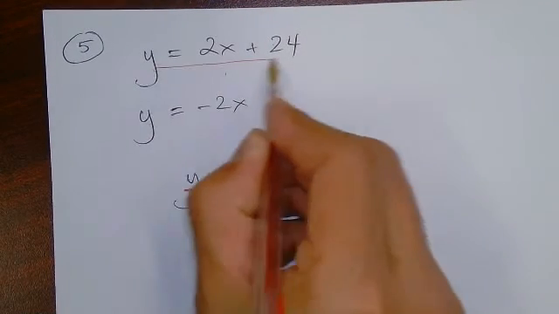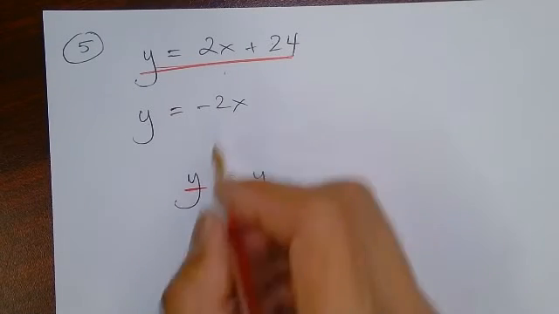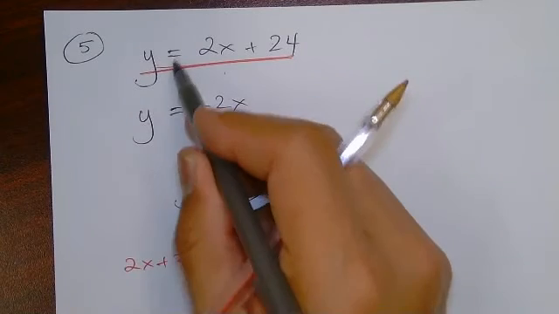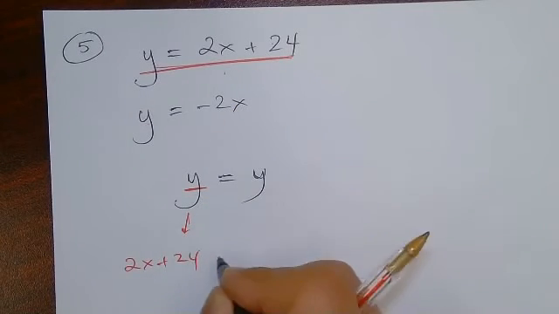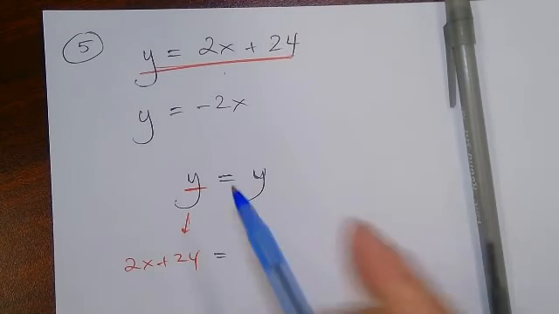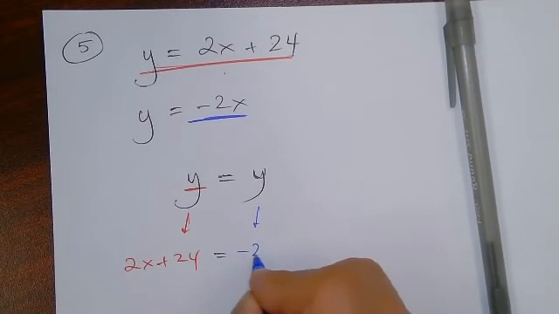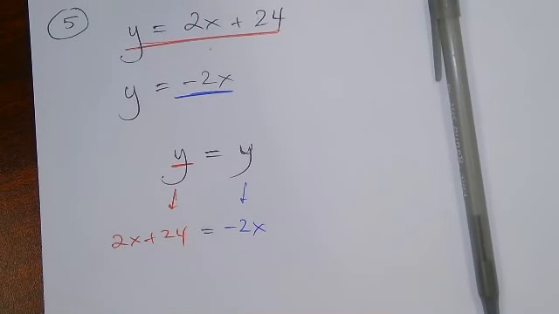Which means the first y, for this first equation here, that y says what? 2x plus 24. And put that one, because that one's y, and that's equal to this one, which is also y, so the y is equal to itself, is equal to what? This other y, which y here is what? Negative 2x. You put them equal to each other.